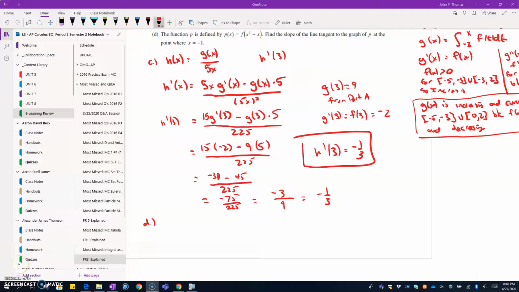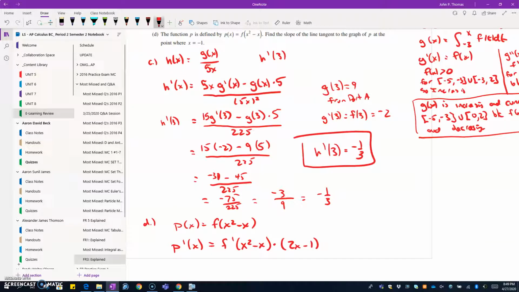Alright, so let's take a look at Part D. Part D gives you the function p of x equals f of x squared minus x. It asks you for the slope of the line tangent to the graph of p. So right there we know we're going to need a derivative because that gives you the slope of the tangent line. So p prime of x equals the derivative of the outside function, f prime at x squared minus x, times the derivative of the inside, which is 2x minus 1.